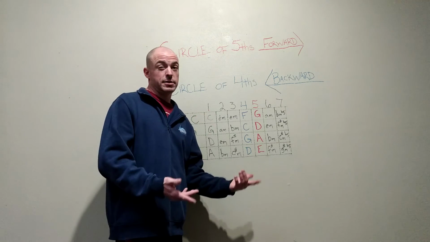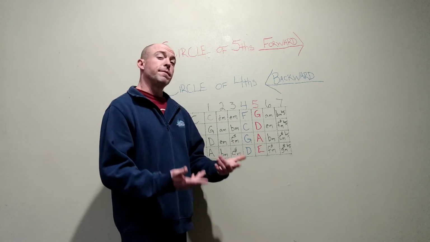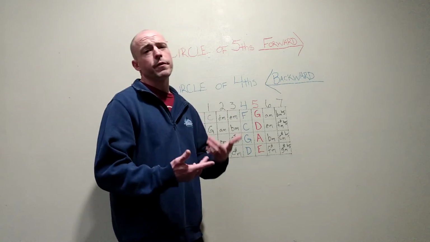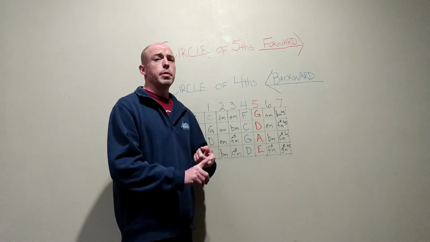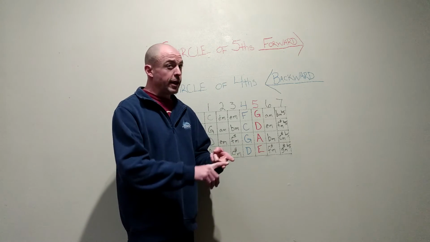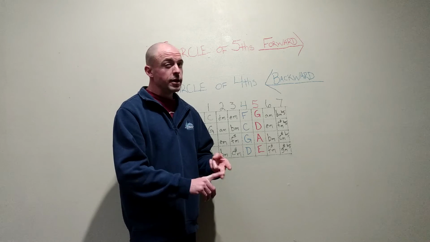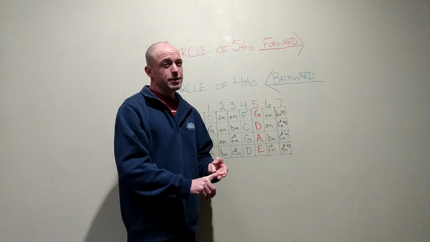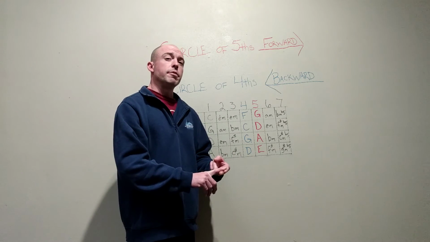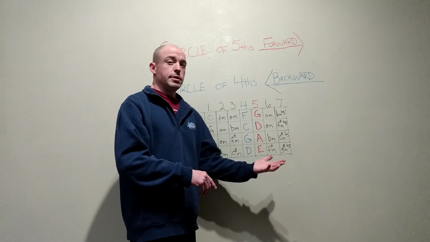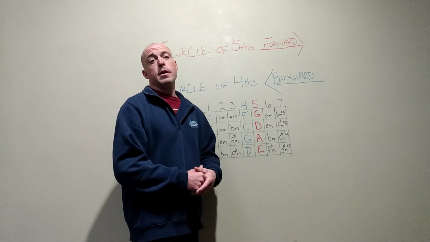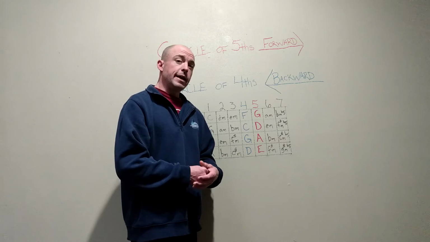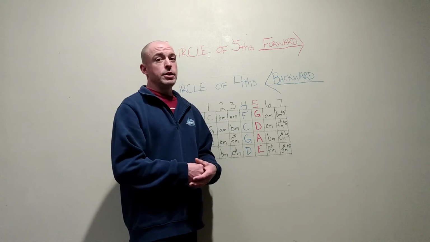There are 12 key centers. It gets confusing because some musicians refer to F sharp and G flat as two different keys. They're the same keys. If you want to refer by using sharps, then you're in the F sharp, or if you want to use flats, then you're in G flat.